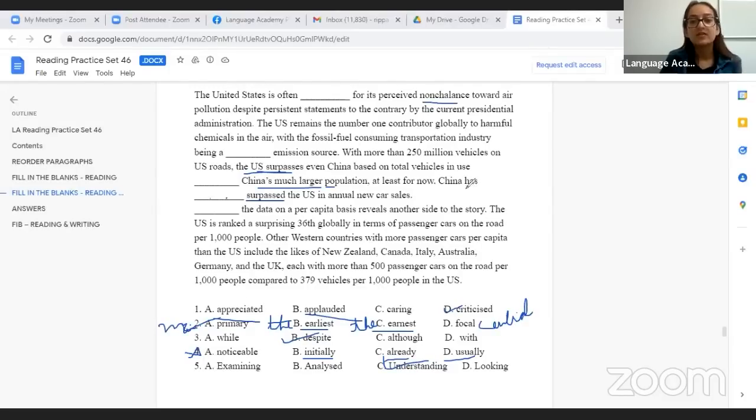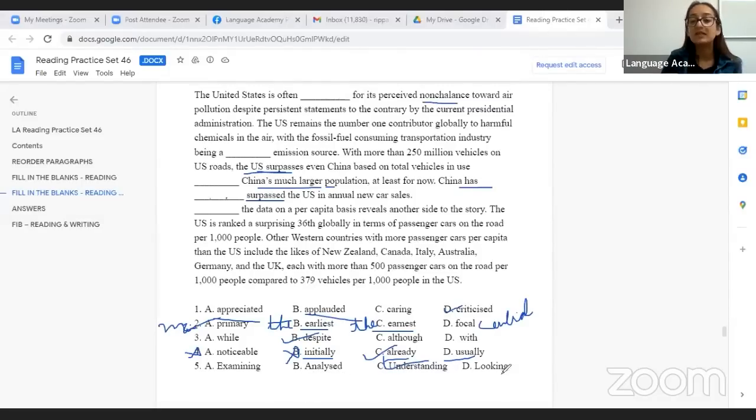China has. So has means present tense. We cannot put initially. Initially means in the beginning. So it has to be China had initially, in the past, in the beginning. So initially is not possible. And China has usually surpassed. So usually doesn't make sense here. Usually is generally. So China has generally passed. That doesn't make sense. So we'll go with China has already passed the US, surpassed the US in annual new car sales, in the present tense basically. Dash the data on a per capita basis reveals another side to the story. So examining the data, analyzed the data, understanding or looking.